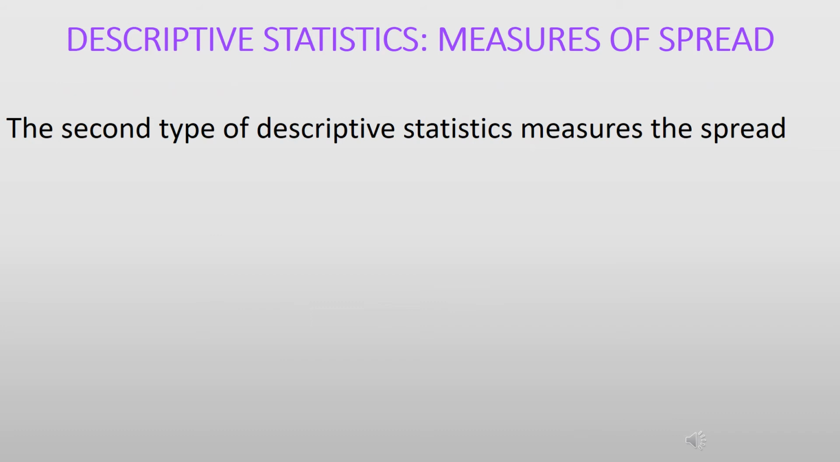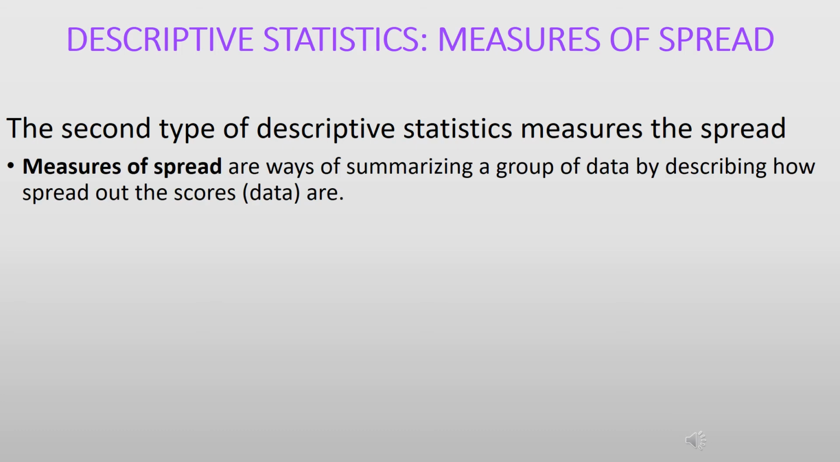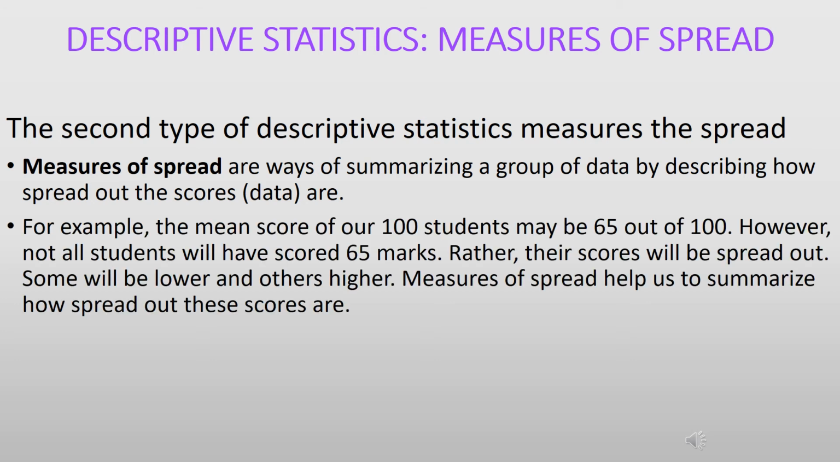Now let us talk about the second type of descriptive statistics, measures of spread. Measures of spread are ways of summarizing a group of data by describing how spread out the scores are. For example, the mean score of our 100 students may be 65 out of 100. However, not all students will have scored 65. Rather, their scores will be spread out. Some will be lower and others higher. Measures of spread help us to summarize how spread out these scores are.